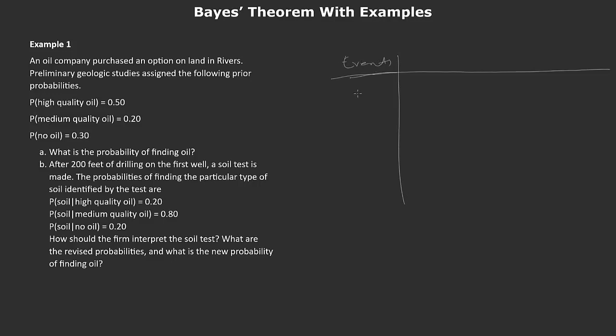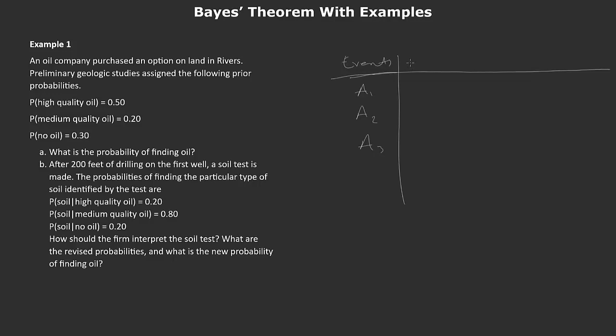So the events include the following. A1 is the event of finding high quality oil. Then A2 is the event of finding a premium quality oil. Then A3 is the third possible event of finding no oil. All of them are mutually exclusive. If you add up all the marginal probability of each of them, you get one.